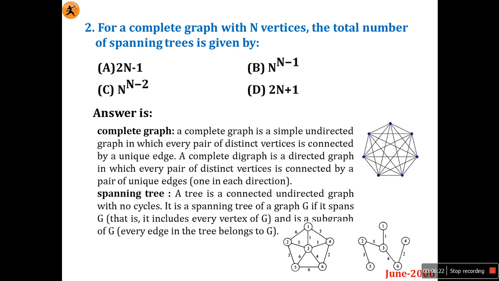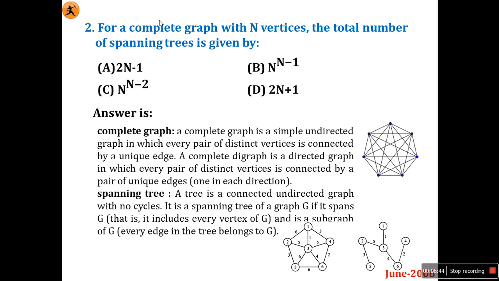But does this hold good for all other graphs, like the Petersen graph or a regular graph? No, this formula holds good only for the complete graph. For all other graphs, it is still an open problem. You take any graph, there is no standard formula, it is still an open problem.